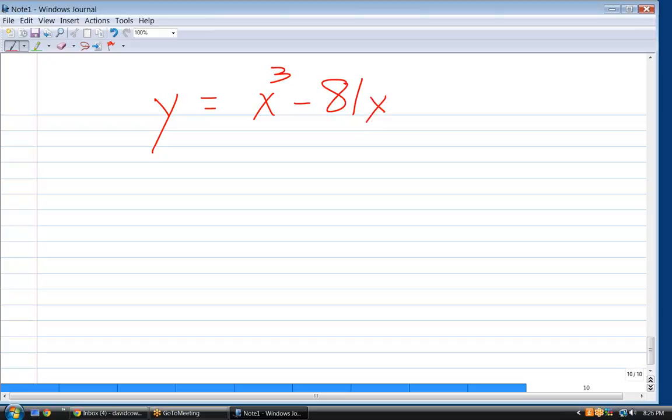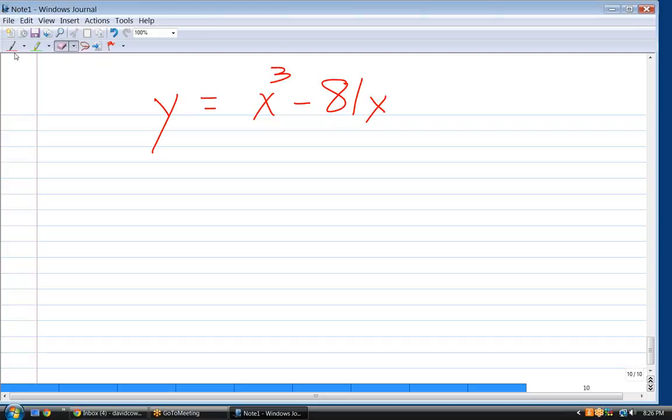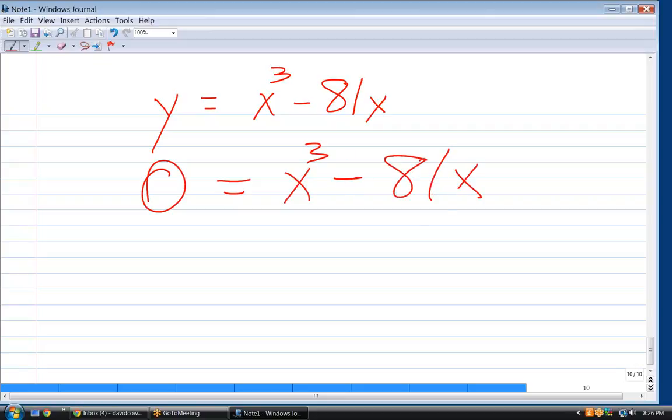Now, when they say find the x-intercepts, if I were to graph a function, there's an x-intercept, there's an x-intercept, there's an x-intercept. What is true of y in all three of those cases? They're all 0. Aha. So that's how I do it. I set y equal to 0 and solve the equation. That will give me my x-intercepts.